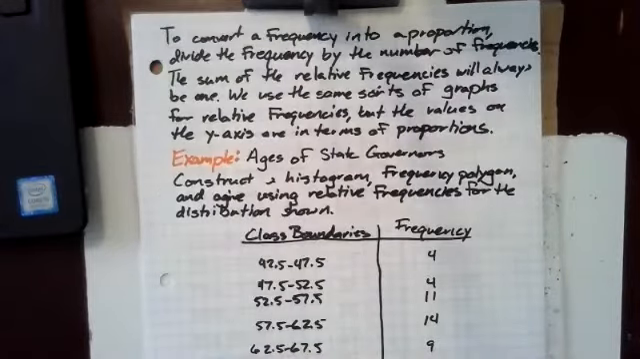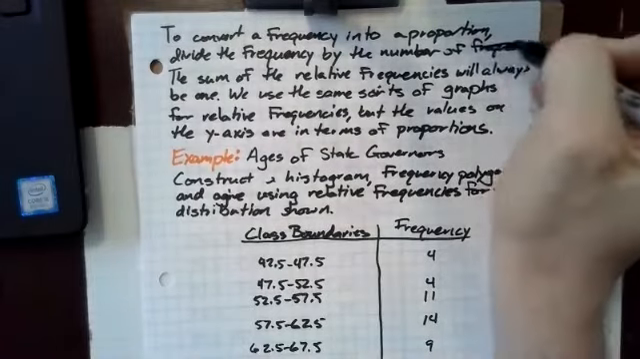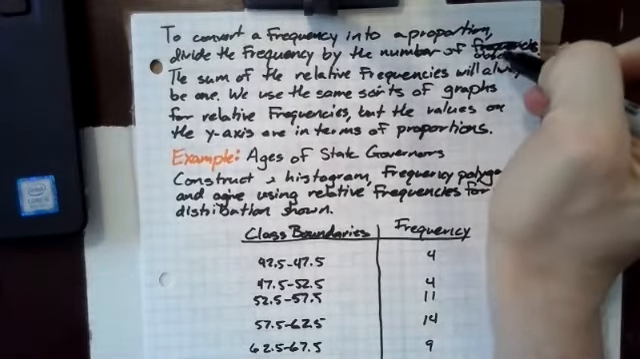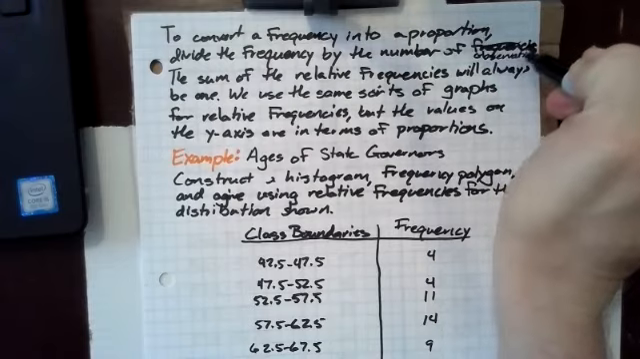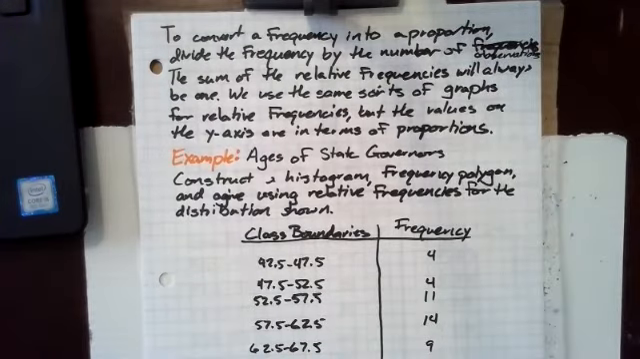To convert a frequency into a proportion, we divide the frequency by the number of observations. The sum of the relative frequencies will always be 1.